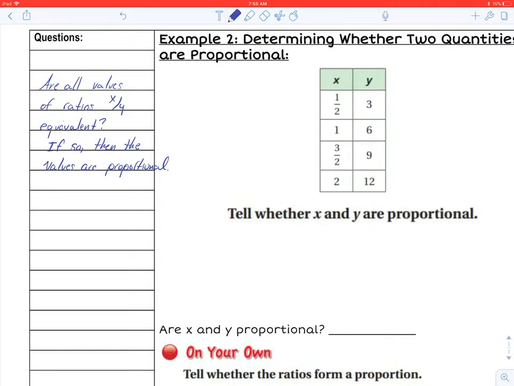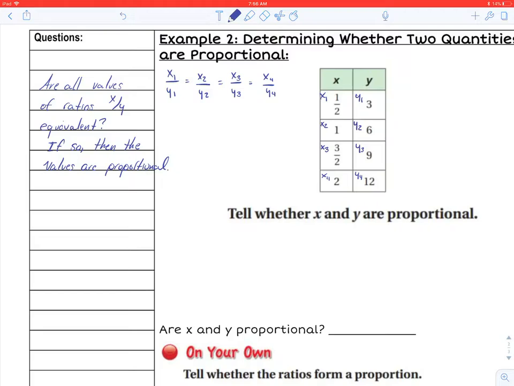So that means that we're going to label this as x1 and then y1. We're going to label this as x2, y2, x value number 3, y value number 3, x value number 4, and y value number 4. And so in order for this ratio table to have a proportional relationship amongst all of its x and y values, we need x1 over y1 to equal x2 over y2 to equal x3 over y3 to also be equal to x4 over y4. They all have to be equal in order for the ratio table to have a proportional relationship, in order for x and y to be proportional.